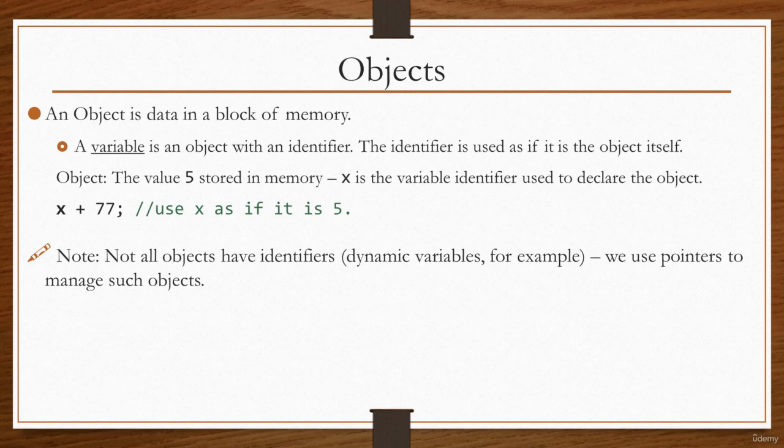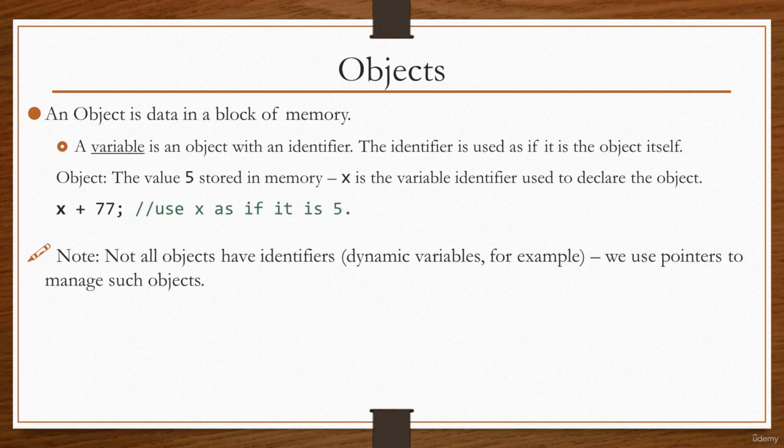If you want to read to or write from memory, then you simply use x, you simply use that variable name, and then you can do x plus 7, which will be the same as 5 plus 7, right? So again, we can simply use the variable name or identifier as if it is that object itself, the value 5 that is stored at some memory address.